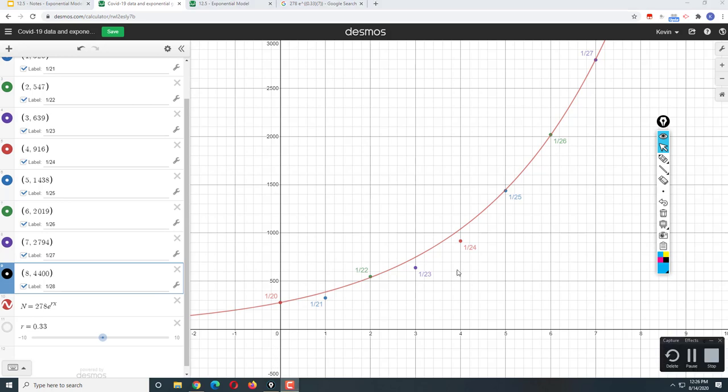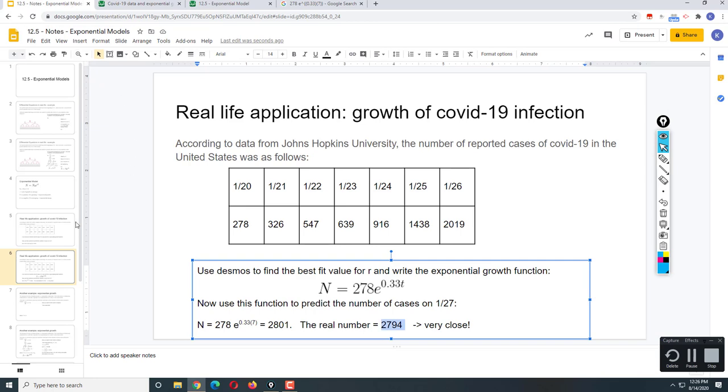Excuse me. I do not have COVID-19. I tested negative. All right.